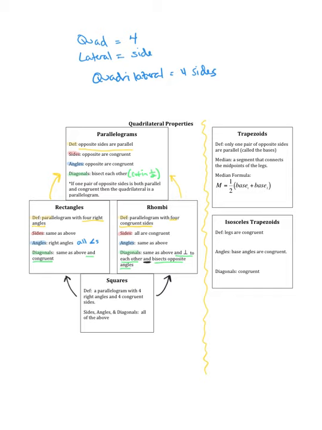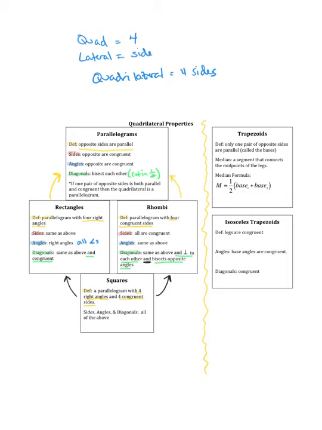So a square is a parallelogram with 4 right angles and 4 congruent sides. See how that is part of the rectangle? A rectangle is a parallelogram with 4 right angles, and a rhombus is a parallelogram with 4 congruent sides. A square has both. It's very, very special. Sides, same as above.